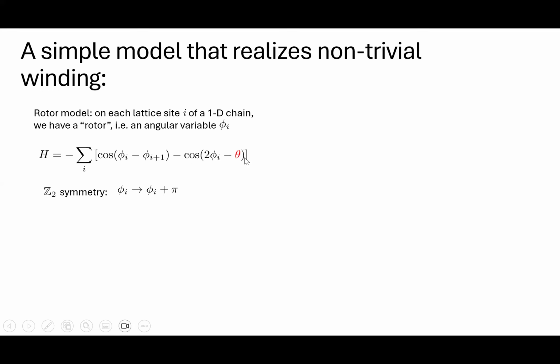And then we also have this other term, cos 2 phi minus theta. Theta, which I put in red here, is the parameter that we're going to tune. Now, this cosine term breaks the U1 symmetry, but you still have a Z2 symmetry because you can shift phi by pi, right?